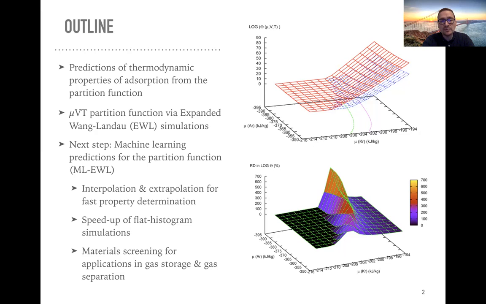Then in the second part, we are going to look at how we can use machine learning to accelerate the prediction of these partition functions. Doing so is going to allow us to interpolate or extrapolate beyond the range of conditions covered by the simulations. In turn, this will lead us to a quick and efficient determination of the properties of adsorption. Of course, that's going to result in a considerable speed up of this process. And finally, this is going to allow us to screen various candidates, various materials for application in gas storage and gas separation.